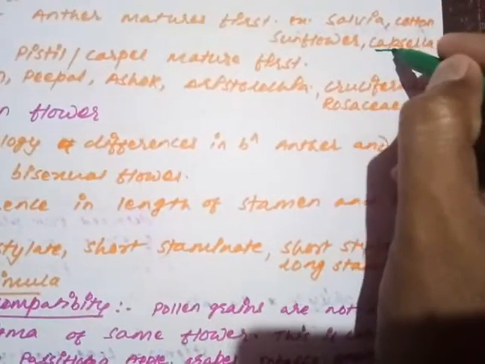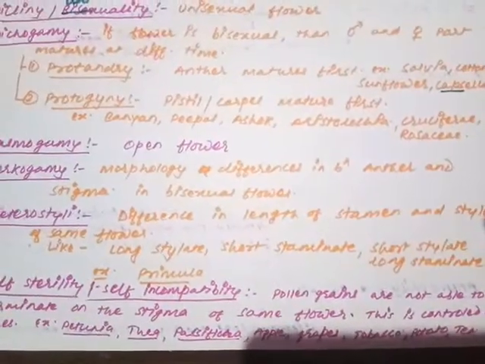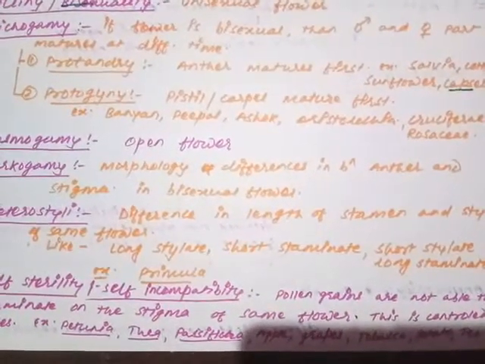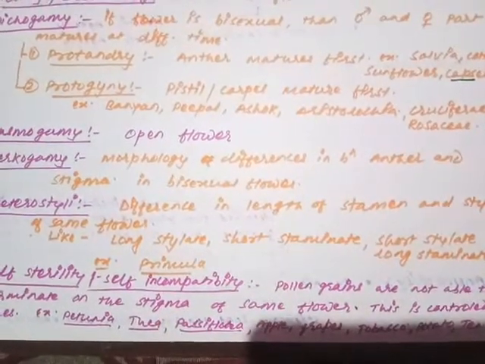The important protandrous flower is capsella. Where protandry is present, that flower is called a protandrous flower. So capsella is a very important question. We have been seeing capsella again and again from previous years. So capsella is the flower which shows protandry.